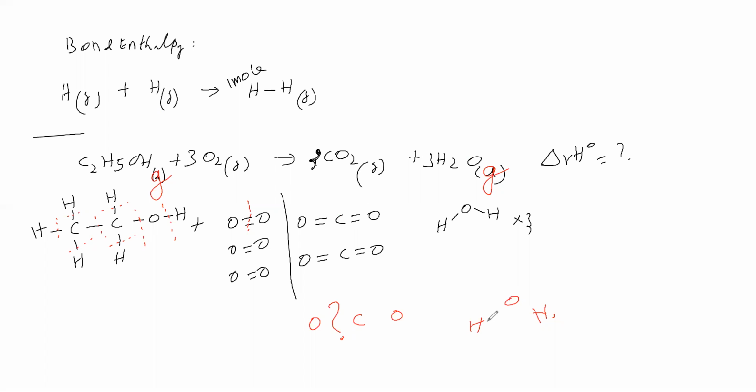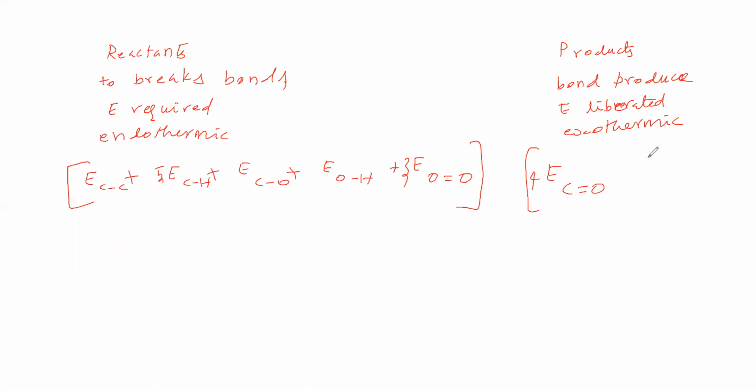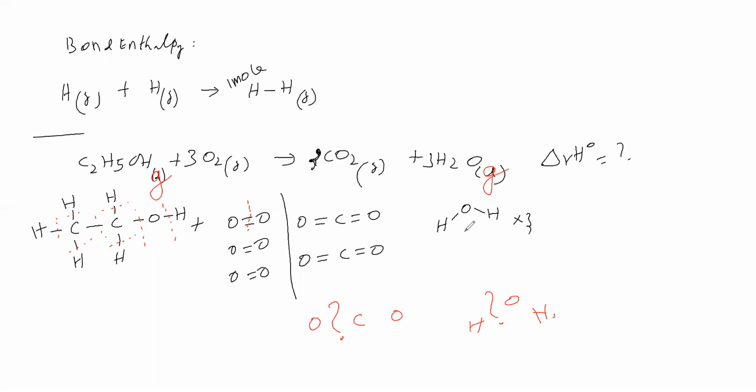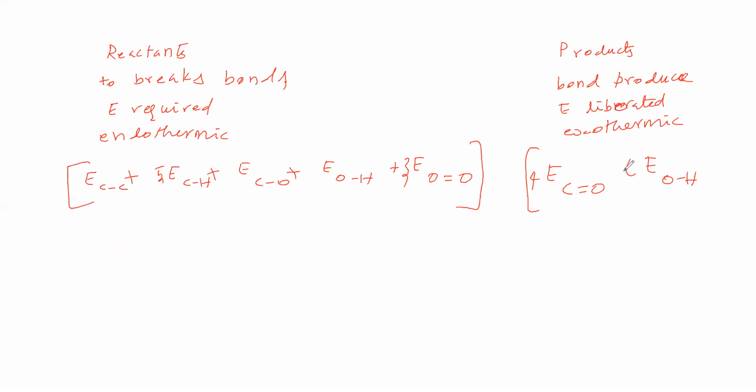Next, between oxygen and hydrogen a bond is produced, therefore an O-H bond is produced. How many O-H bonds? This is 1 and this is 2, and it happens 3 times. Therefore, 6 bonds are produced. This is the amount of energy liberated. The earlier one is the amount of energy absorbed. This is the amount of energy liberated.